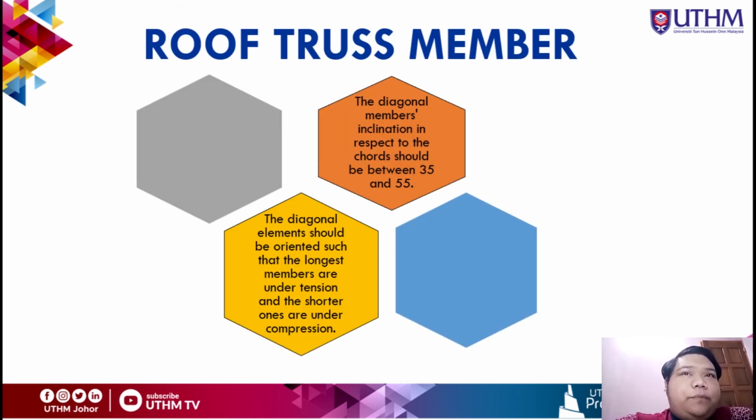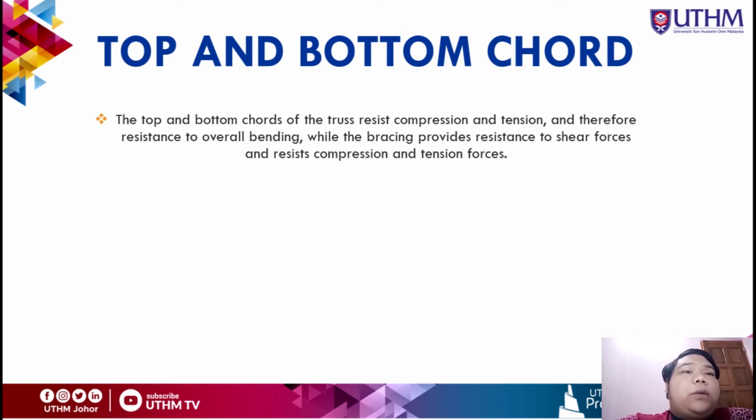For the roof truss member, the diagonal member inclination with respect to the chord should be between 35 degrees to 55 degrees. Then the diagonal elements should be oriented such that the longest members are under tension and the shortest ones are under compression. Next is the top and bottom chord.